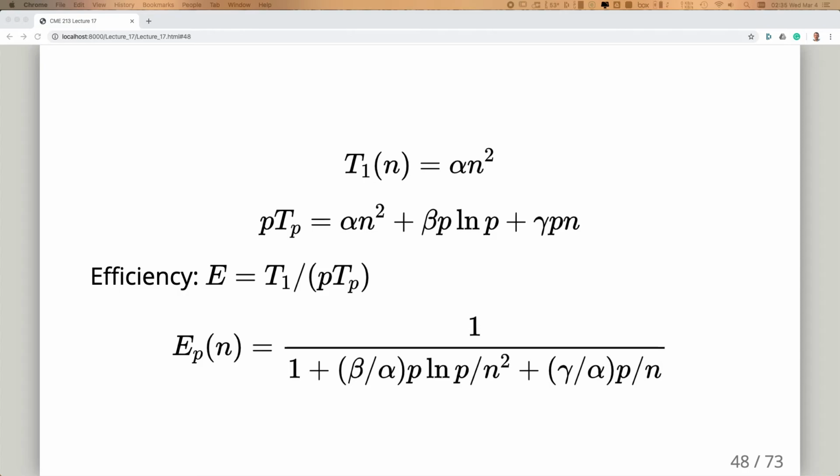Isoefficiency means, let's say the efficiency is 1/2. I want the efficiency to be 1/2. You can think of it this way: this is the target efficiency 1/2. If I increase P, the efficiency will go down. Initially it will be larger than 1/2, and after some point it will be below 1/2. And vice versa, if you increase n, the efficiency goes up. So maybe you start with a very low efficiency, increase n, and you get above 1/2.